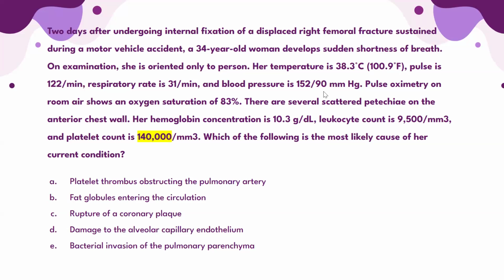Pulse oximetry on room air shows an oxygen saturation of 83%. This is very, very low. The normal oxygen saturation should be 95 or above, okay? There are several scattered petechiae on the anterior chest wall. Her hemoglobin is 10, which is also low. Leukocyte count 9,500 is okay, and the platelet count is 140,000, which is low, okay? Which of the following is the most likely cause of her current condition?